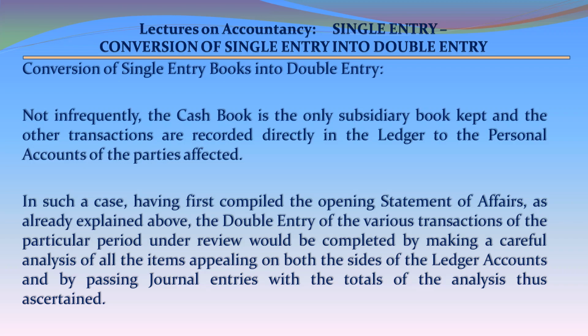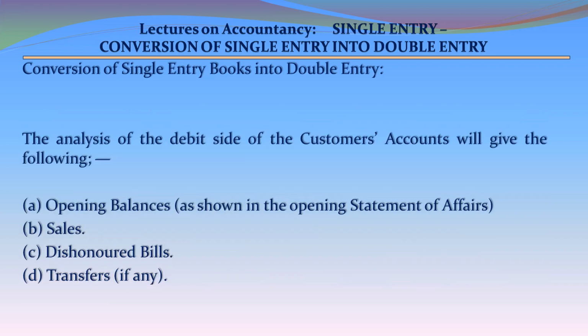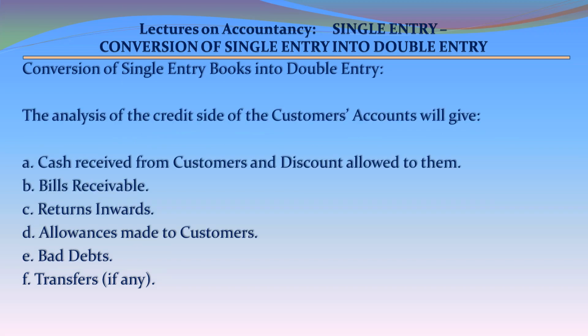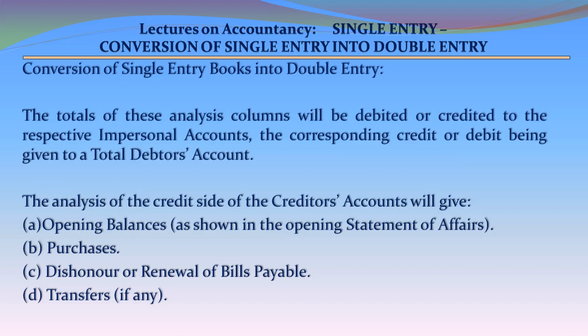thus ascertained. The analysis of the debit side of the customers' accounts will give the following: opening balances as shown in the opening statement of affairs, sales, dishonored bills, transfers if any. The analysis of the credit side of the customers' accounts will give cash received from customers and discounts allowed to them, bills receivable, returns inwards, allowances made to customers, bad debts, transfers if any. The totals of these analysis columns will be debited or credited to the respective impersonal accounts, the corresponding credit or debit being given to a total debtors account.